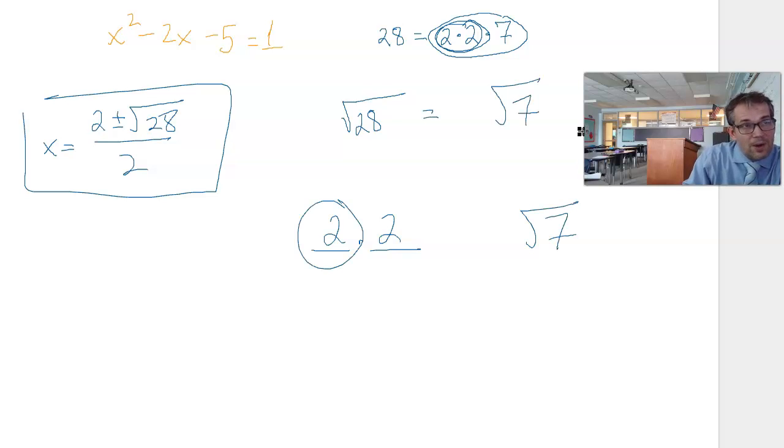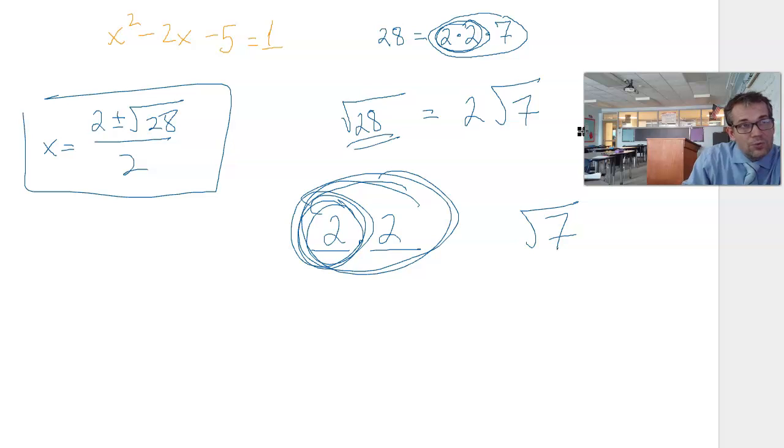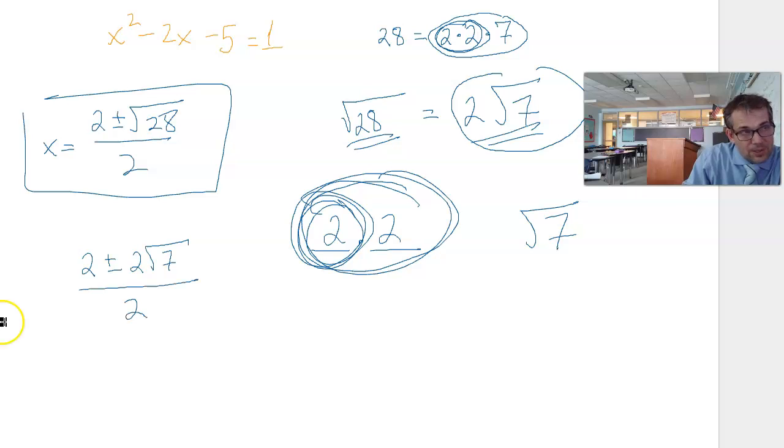And then the part I could break up, I want half of them. So root 28 is the same thing as 2 root 7. So now I'll go back to this part. It's going to be 2 plus or minus, I won't say root 28 this time, root 28 is 2 root 7, all divided by 2. If you get that far, I'm pretty happy. You should be pretty happy.